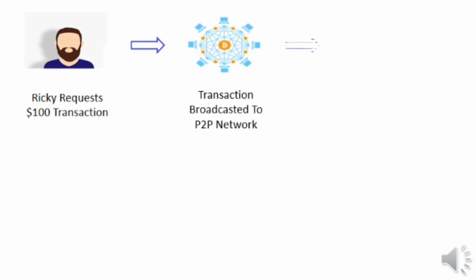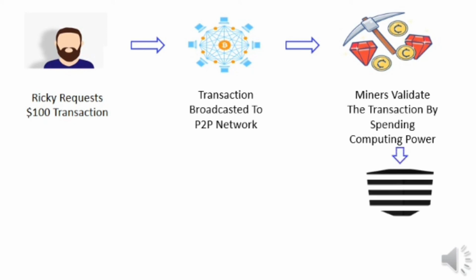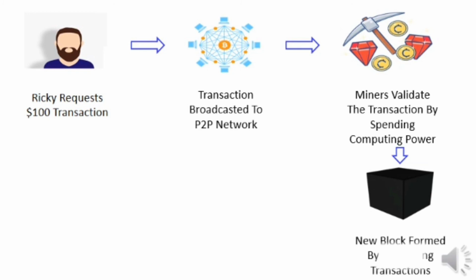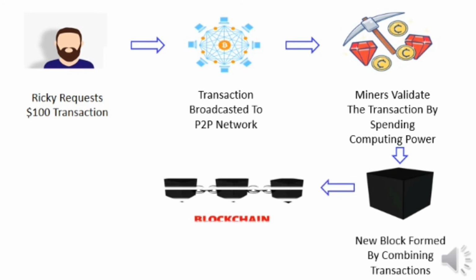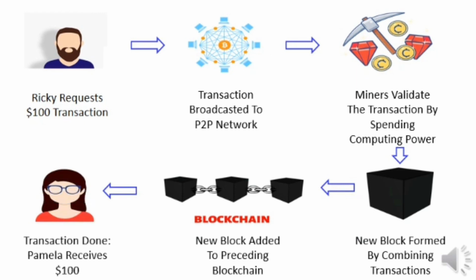This transaction is then broadcasted to the P2P network. Then the miners validate the transaction by spending computing power. After that, a new block is formed by combining the transactions. Then, the new block is added to the preceding blockchain. This way, the transaction is done and Pamela receives $100 without interference of any central authority like a conventional bank.